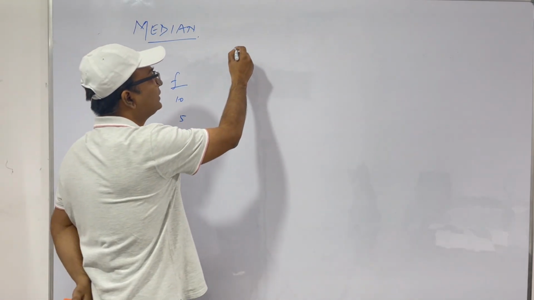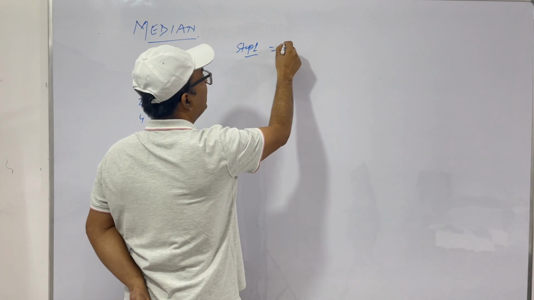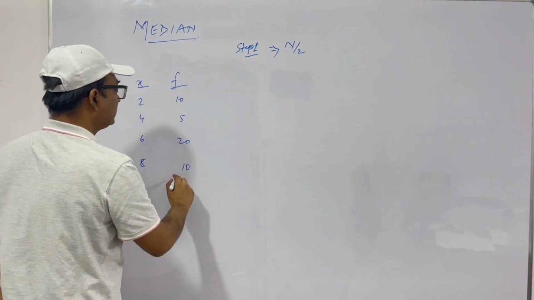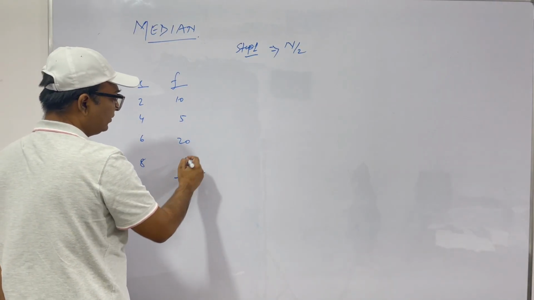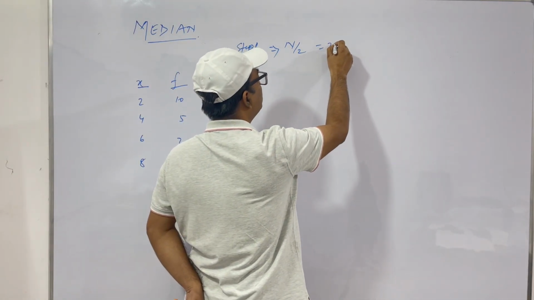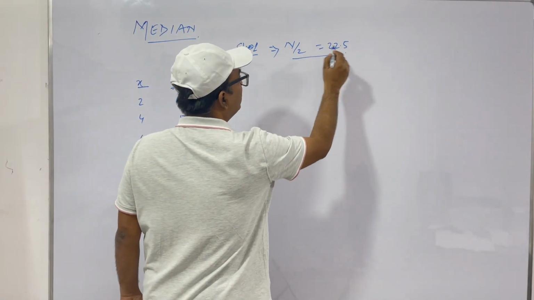What do we do? Step 1. Find n by 2. What is n? N is the addition of these. So this is 10 plus 5, 15, 15 plus 20, 35, plus 10, this is 45. So n by 2 is 22.5. We have found n by 2.